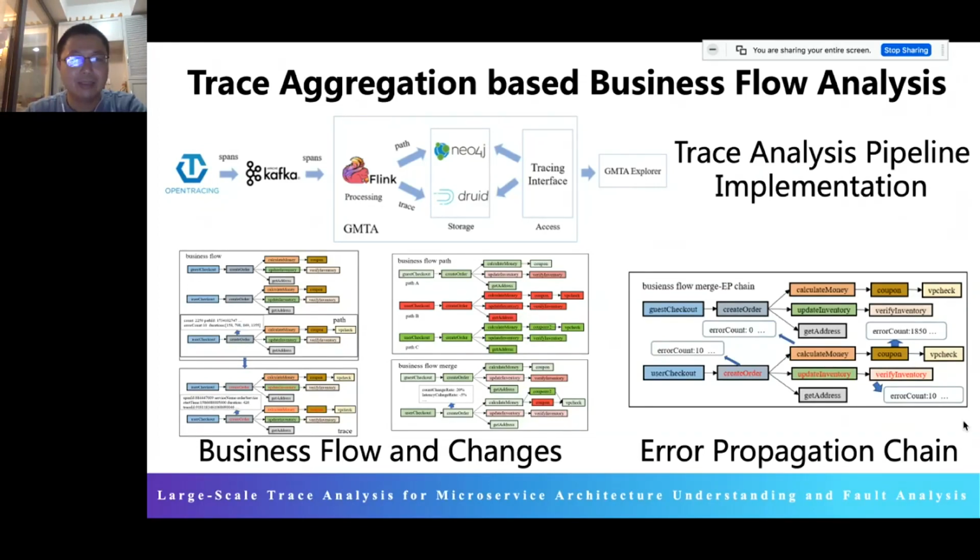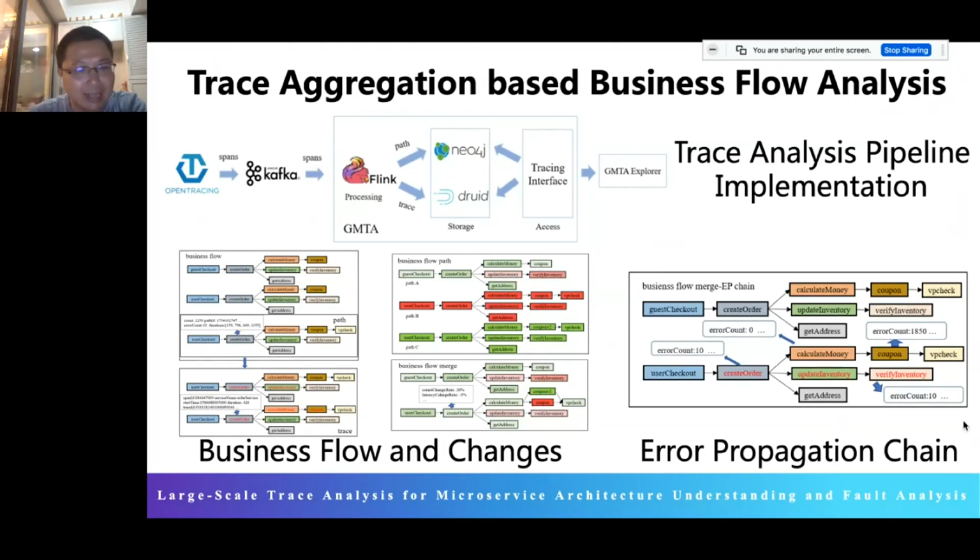So in eBay, this approach has been implemented as this trace analysis pipeline. We are based on the traces collected according to the OpenTracing standard. Then we have a pipeline. So you can see also we use Neo4j. Neo4j is a widely used graph database, and also Jude. Jude is an efficient analytics database. So based on this storage, we can support different kinds of analysis.